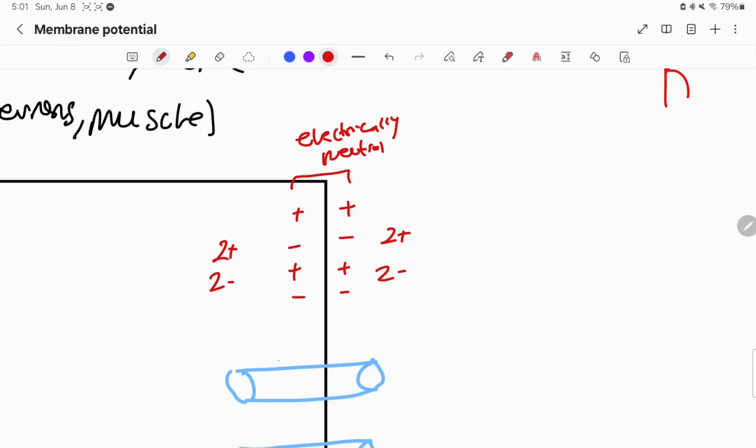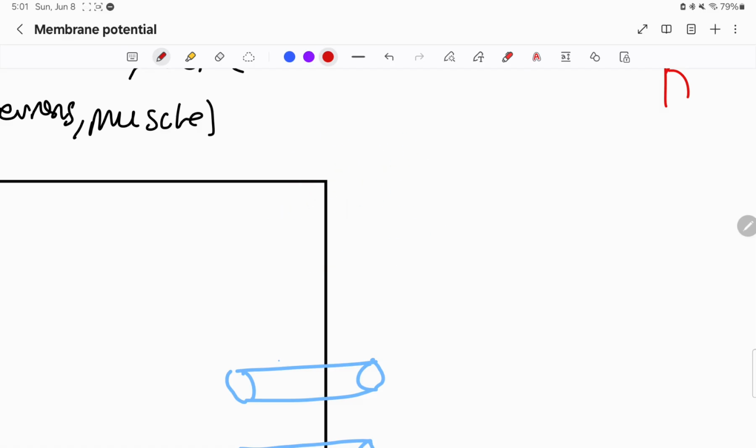There is no difference in charges here. We got two positive, two negative, two positive, two negative. There is no difference, right? This black guy is the membrane here, okay? All right, let's take another scenario.